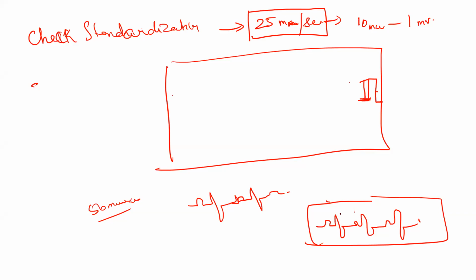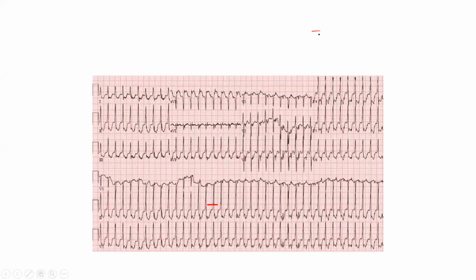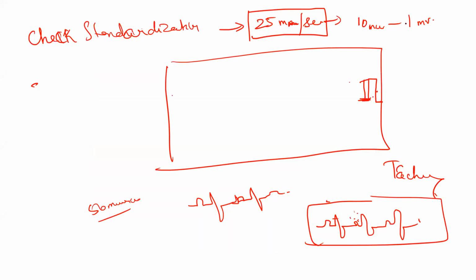If you conventionally measure the heart rate without checking the standardization, and you read an ECG which is running at 50 millimeters per second, you will interpret it as tachycardia. That is why they made the standard ECG recording speed 25 millimeters per second, and a 1 millivolt deflection will produce 10 millimeter height. This is a standard thing. If you don't follow the standardization, a normal rhythm will appear like tachycardia when you have a faster speed.